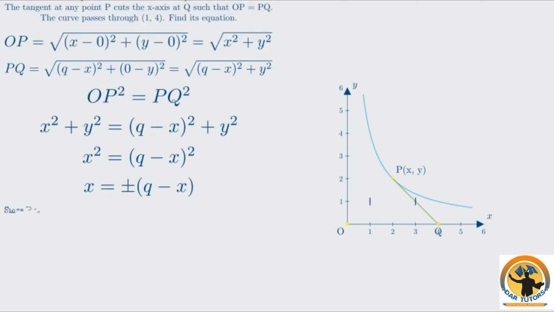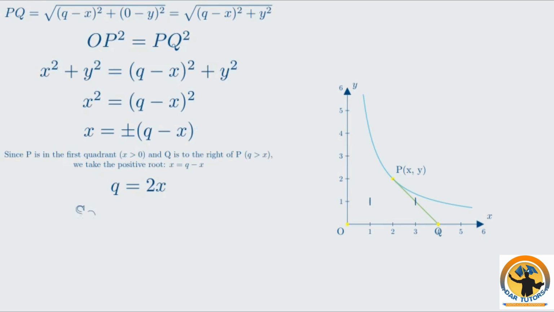Since P is in the first quadrant, x is positive. From our diagram, Q is to the right of P, so q must be greater than x, which means q minus x is positive. Therefore, we must take the positive root. x equals q minus x. Rearranging this gives us q equals 2x. So the coordinates of Q are (2x, 0).